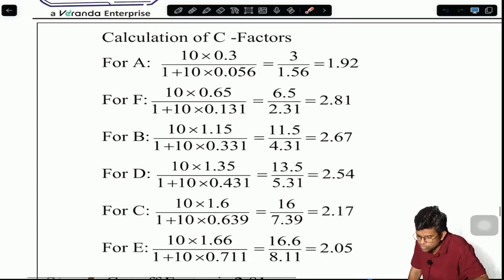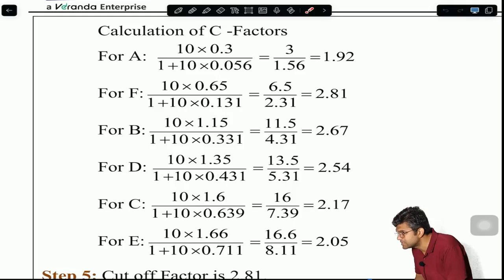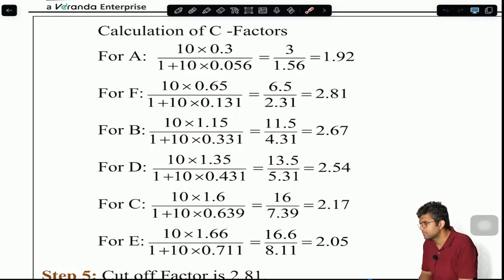Please try on your own the calculation of C factors and please stick to the sequence. Don't say I will do anything I want. No, no, no. The whole purpose will be defeated. Go sequentially.